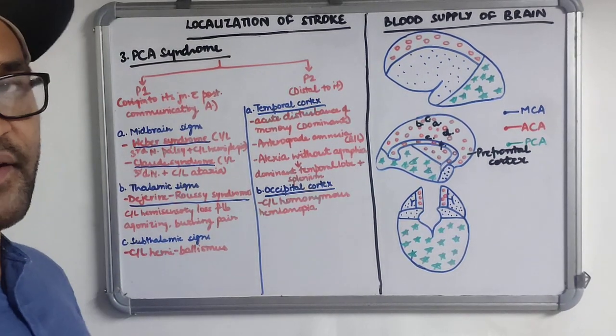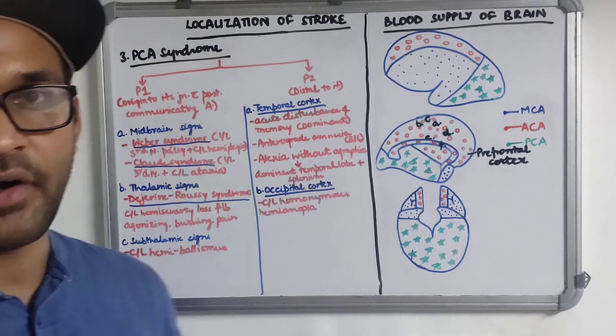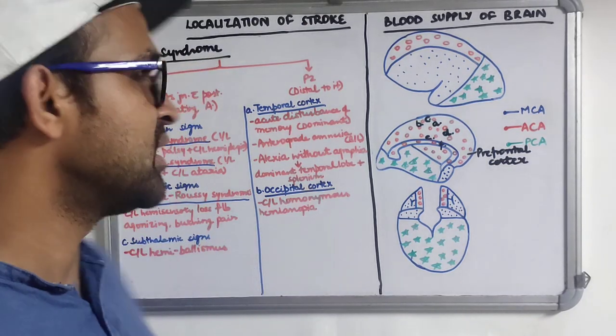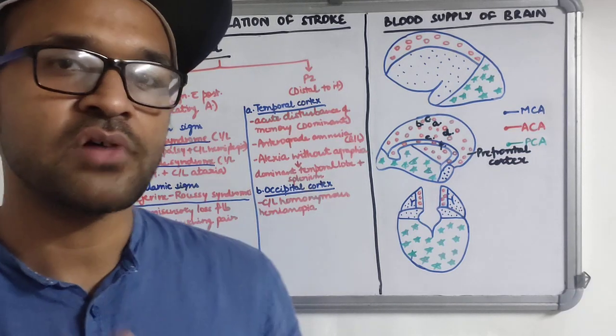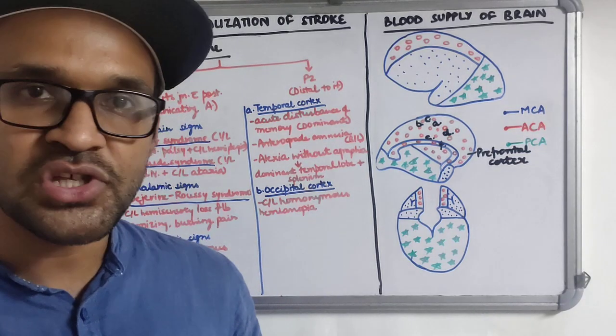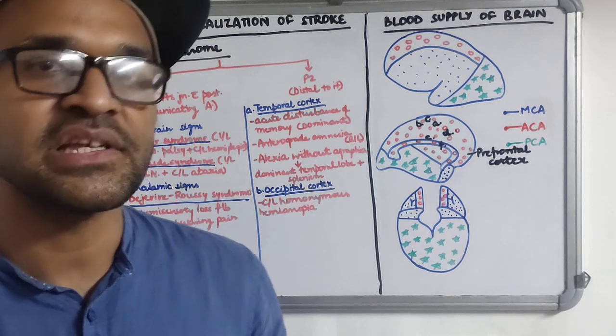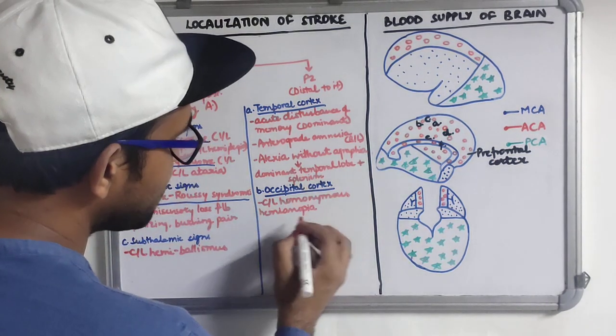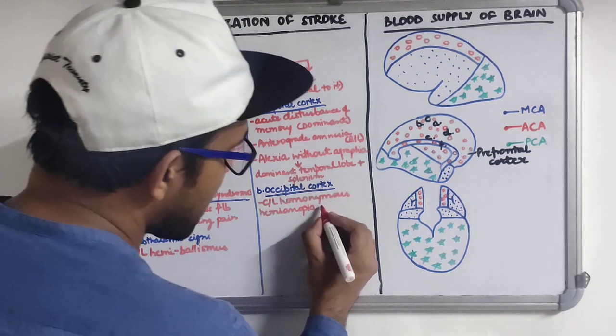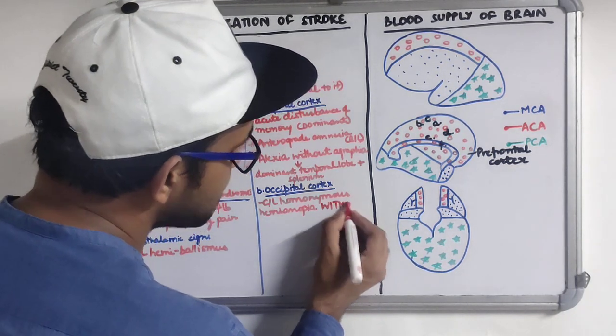Macula is represented in the calcarine cortex, in the visual cortex, which is usually supplied by the P2. So if there is an occlusion of P2, the macula is also affected. But in case of MCA occlusion, the macula is classically spared. So due to involvement of the occipital cortex, there is contralateral homonymous hemianopia without macular sparing.